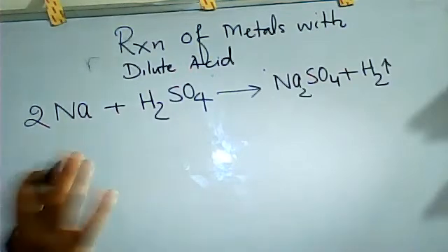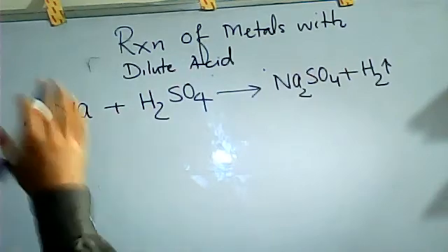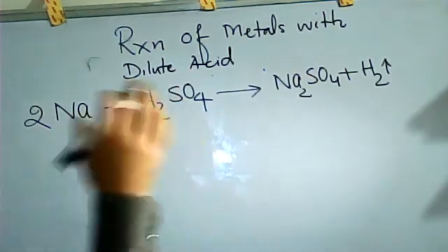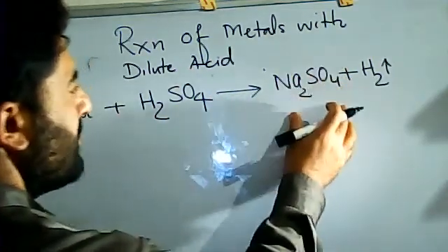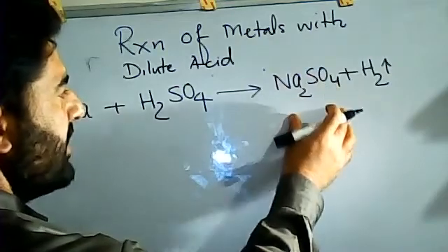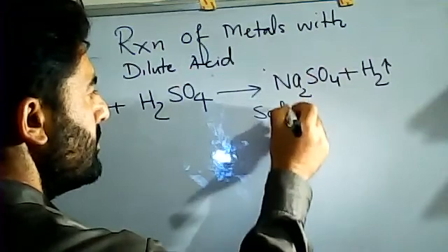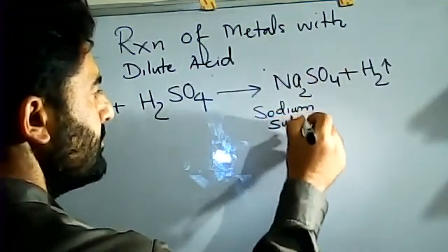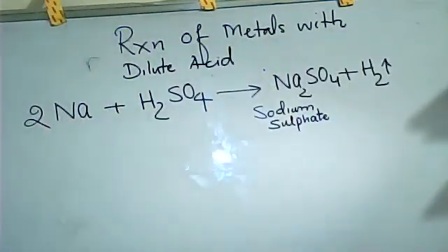So in a statement, we can say that two atoms of sodium are reacting with a molecule of dilute sulfuric acid to form a molecule of sodium sulfate. This is the salt. So we'll write here sodium sulfate. Okay, dear? And there is liberation of hydrogen gas also.